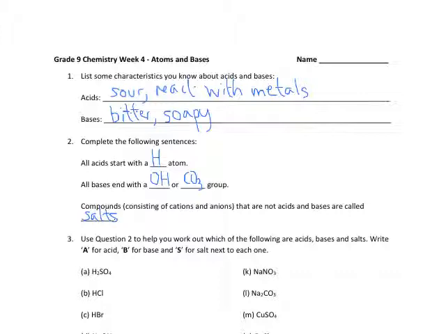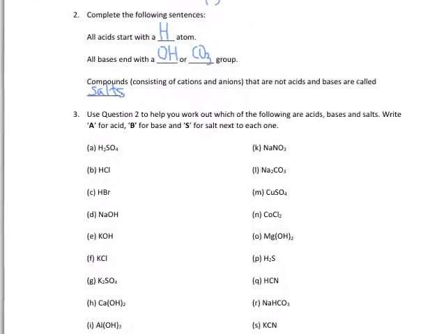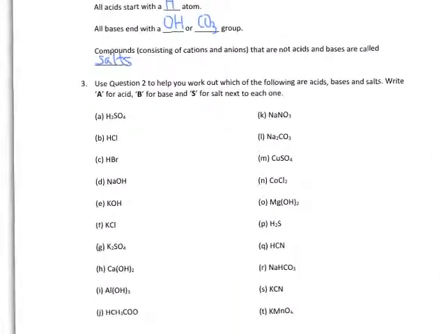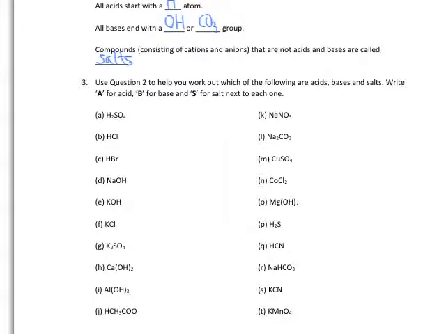Most compounds that consist of a positive bit and a negative bit are called salts. If we go down here and have a look at the activity that we need to do, you can see very clearly here that it starts with an H, so it's got to be an acid. Starts with an H, so it's got to be an acid. If I go down to this one over here on D, that's NaOH, that ends with OH, so it's got to be a base. So has that one over there. And ones that don't end in OH or CO3 or don't start with H, they're the ones that are the salt. So that's a salt. That'll be a salt too. I'll leave you to fill the rest in.